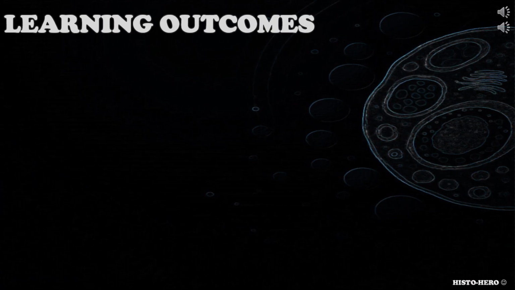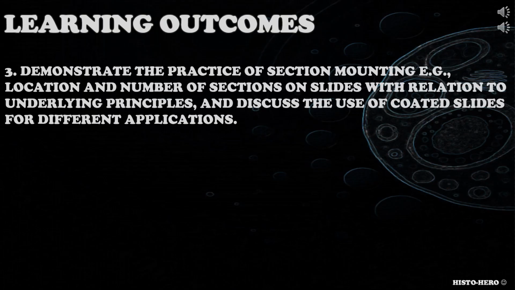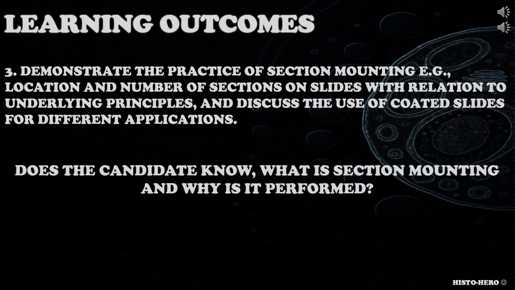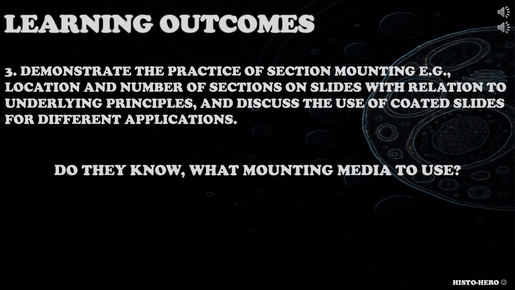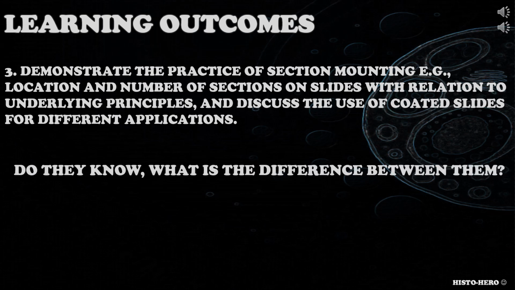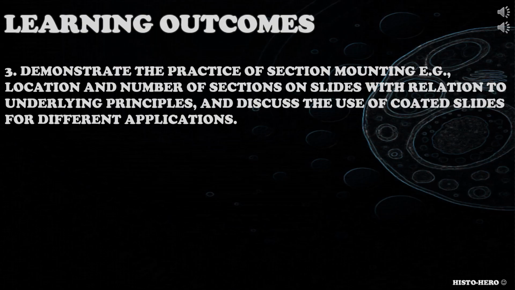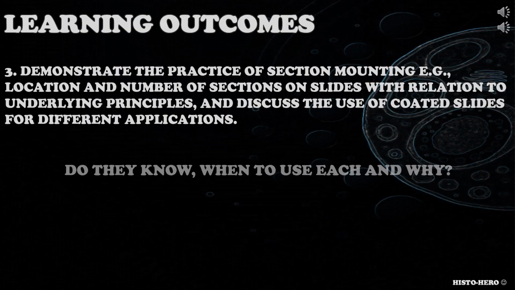The third learning outcome is demonstrate the practice of section mounting, e.g. location and number of sections on slides with relation to underlying principles, and discuss the use of coated slides for different applications. Candidate needs to demonstrate section mounting. Does the candidate know what is section mounting and why is it performed? Do they know what are the key steps of section mounting? Do they know what mounting media to use? Do they know what is the difference between them? Do they know when to use each and why?